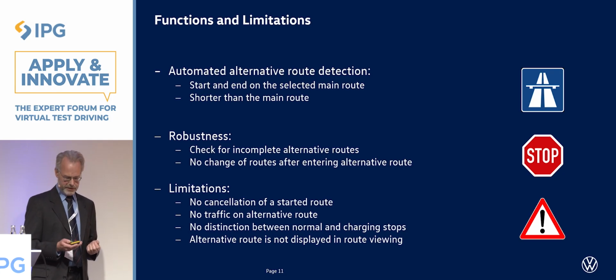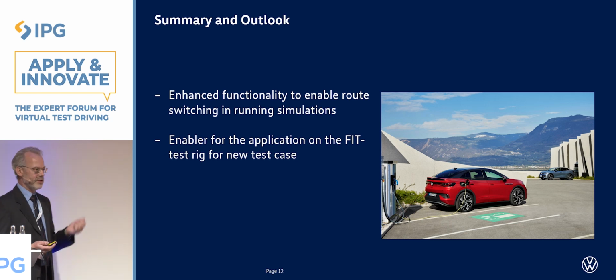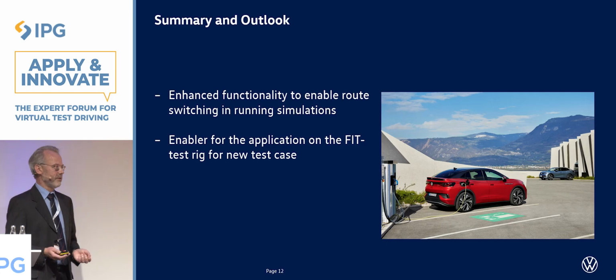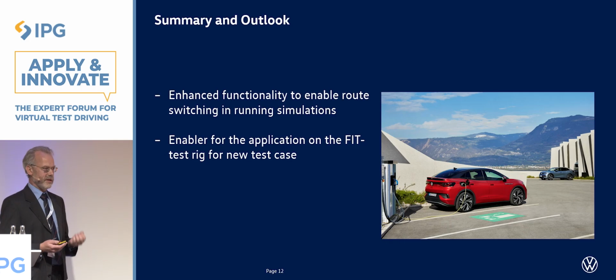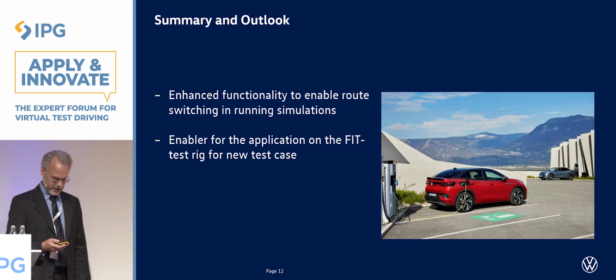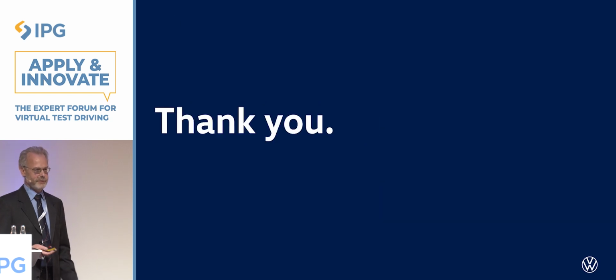To sum it up, I've shown you today a new functionality in CarMaker that enables you to switch to a different route during a running simulation. For us, this is an enabler to test functions like the multi-stop route planning on the functional integration test rig. IPG is going to implement this base functionality in the back end in the CarMaker 14 version, making it part of the standard product. Thank you very much for your interest, and if you have questions.